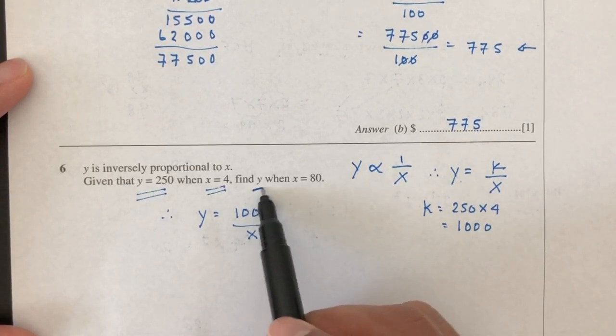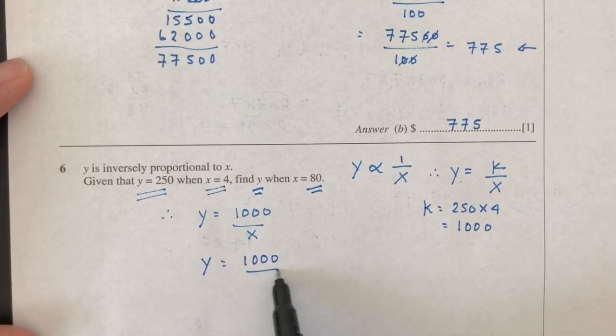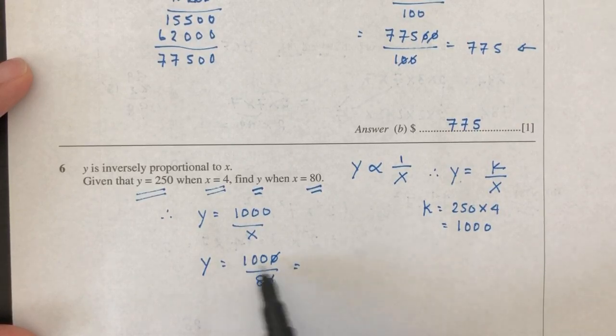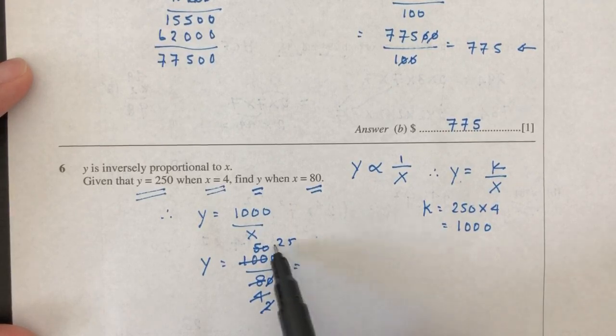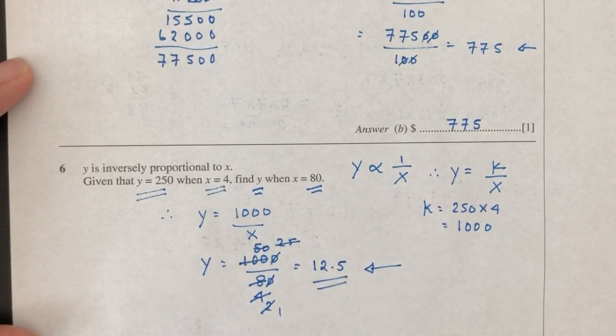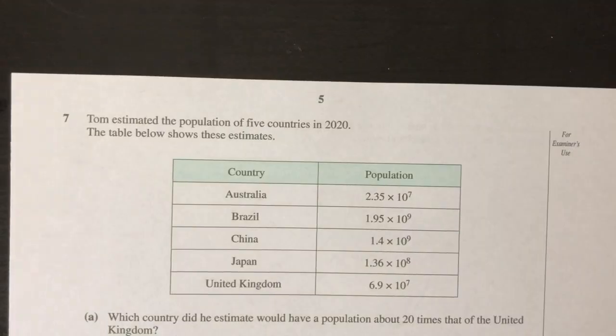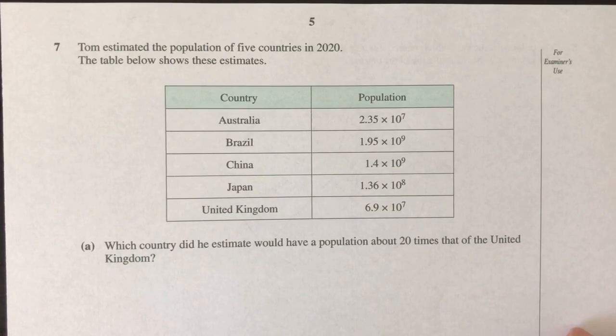So now find the value of y when x equal to 80. So let's divide. We divide by 2, that will be 50. Divide by 2 again, that will be 25. 2 again, that will be 12.5. So that is your value for y, and that is question number 6. Let's move on to question number 7.